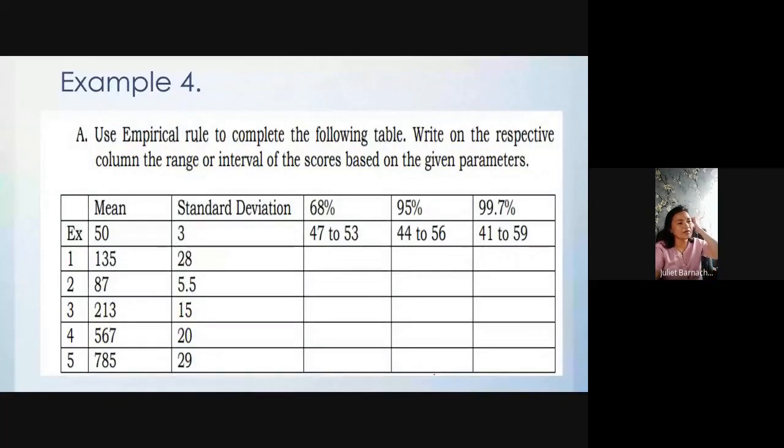So, let us have this example. Ayan. Gagamitin natin yung concept ng empirical rule. Use the empirical rule to complete the following table. Write on the respective column the range or interval of the scores based on the given parameters. So, ito, mean. Yung unang example ay 50, standard deviation ay 3.